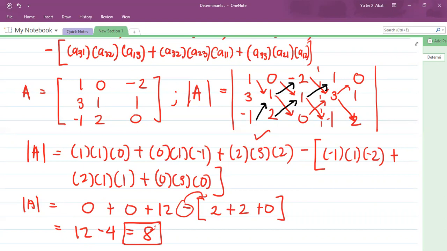So ganun maghanap ng 3 by 3, no? So iba't ibang technique sila. Yung 2 by 2, it's the easiest. 3 by 3, kailangan lang kopyahin yung first 2 columns and then follow the basket type, I think. Yun ang tawag nila dito. No? Basket type of method of getting the determinant by copying the first 2 columns. So yun.